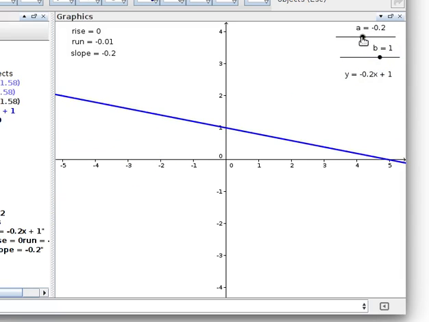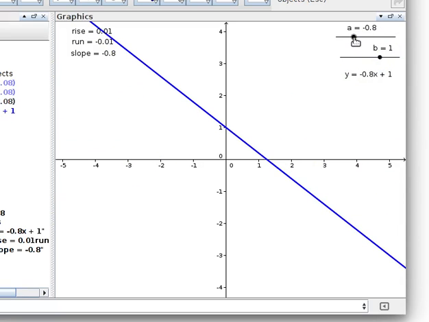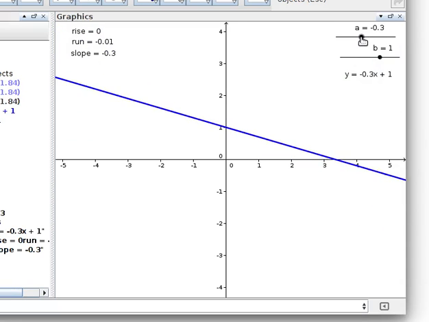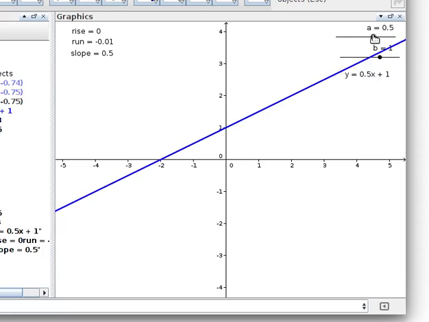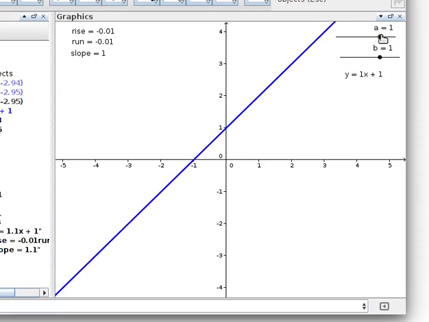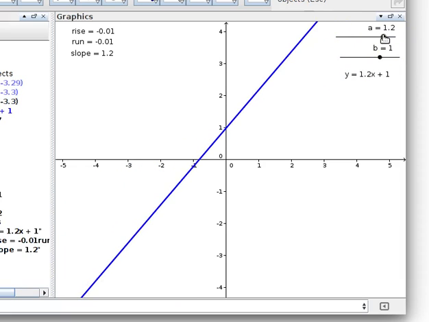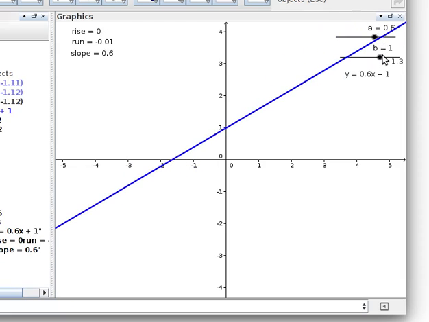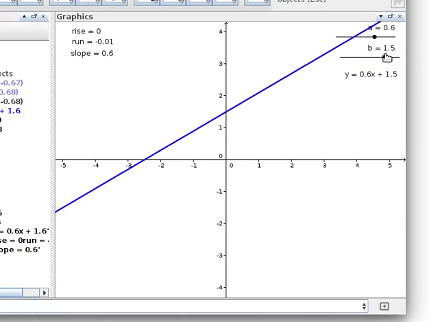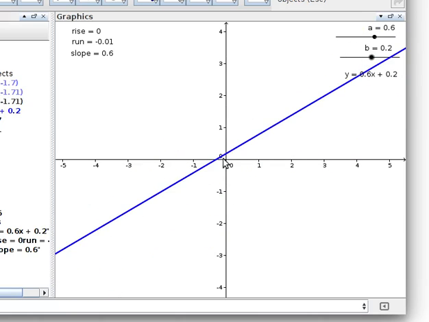As I adjust that a value, if it's negative, then I go down as I read from the left to the right. As the number gets larger, it gets steeper and steeper. That a value really calculates the slope. This b value really slides this y-intercept up and down the y-axis.